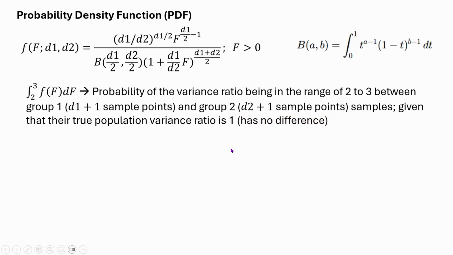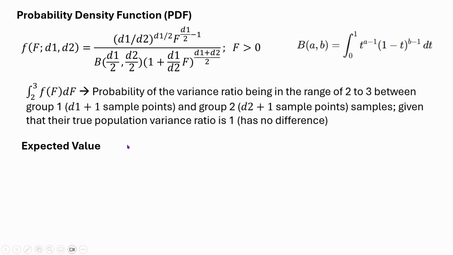So in the previous slide, we talked about why we are assuming sigma 1 square equal to sigma 2 square, because we have no idea about the true population mean. So simply assume that the ratio is 1. That means they don't have any difference. So if we make that assumption, then what is the probability that this ratio after doing random sampling is in the range of 2 to 3? So obviously that value will not be very big, right? Because if the true variance ratio is only 1, then the random sampled variance ratio shouldn't be that high unless we have a lot of sample points coming up, because the more sample points we have, the more confident we become at our estimate.